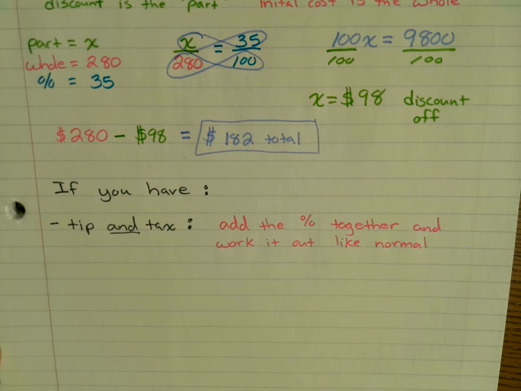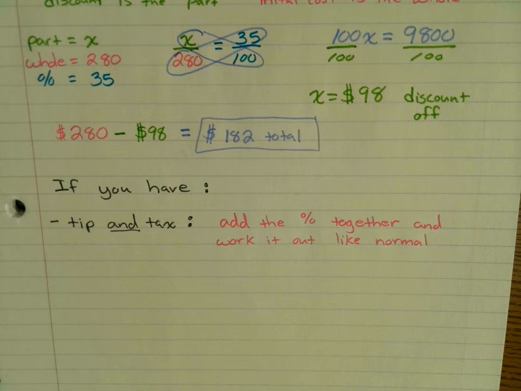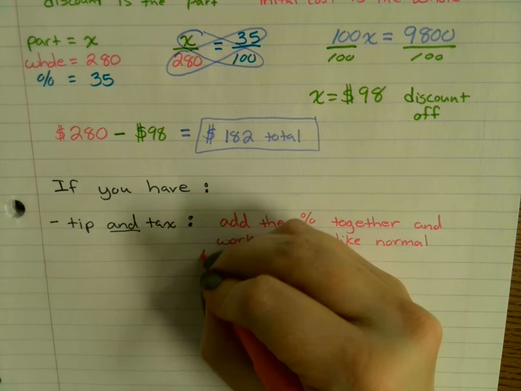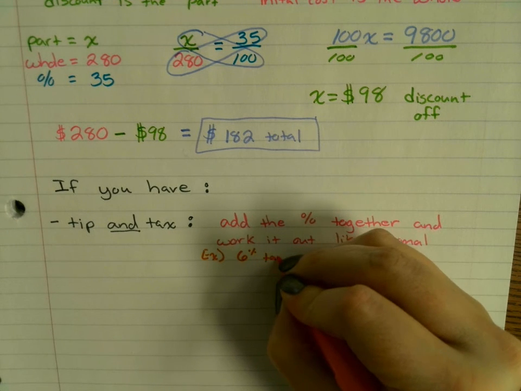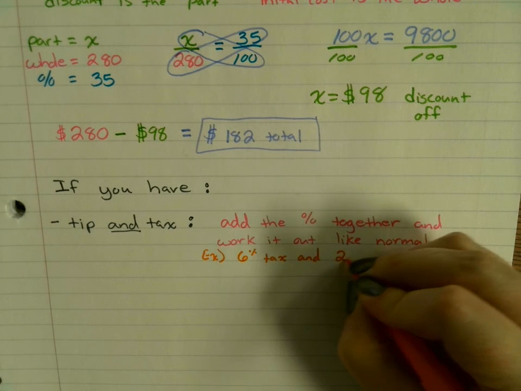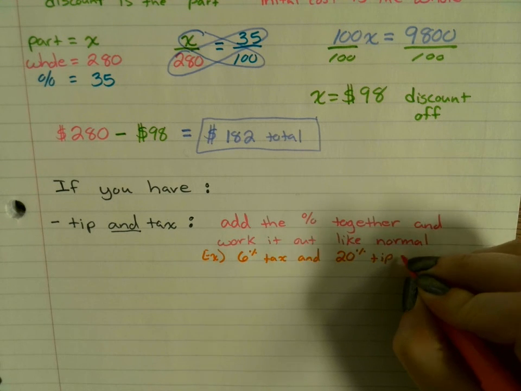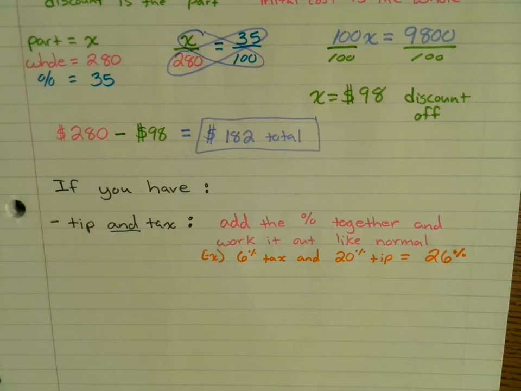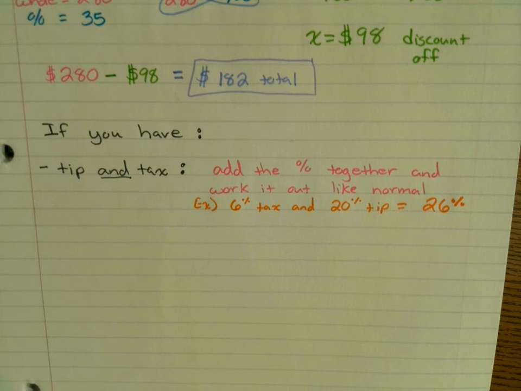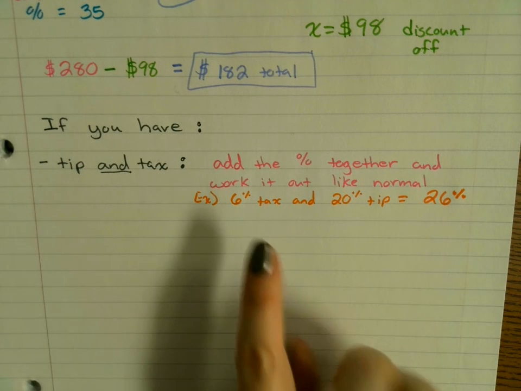So if I know, oh, I've got 6% tax and I want to give a 20% tip, then my percentage is going to be 26. So let's write that down as a little example. 6% tax and 20% tip equals 26%. So when you're working the problem out, you would use 26% instead of just the 6 or the 20.